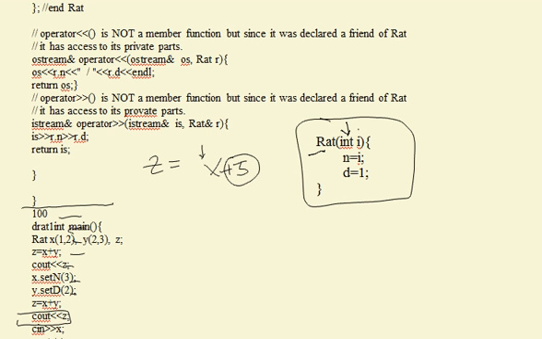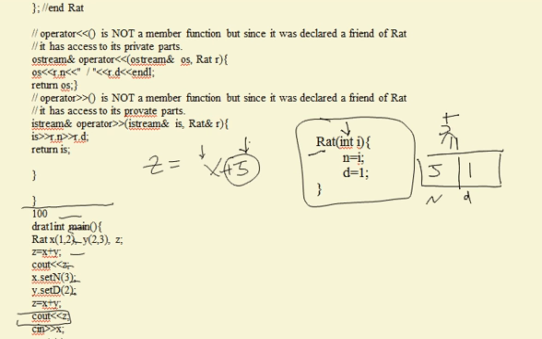And what it's going to do is it's going to take the I and put it into the numerator. And it's going to put a 1 in the denominator. So in this case, if I give it a 5, it's going to put a 5 in the numerator, and in the denominator it's going to put a 1. So this is going to be equivalent to the integer 5. The reason this thing is called a conversion constructor is because basically what it does is it takes an integer and converts it into a rat.